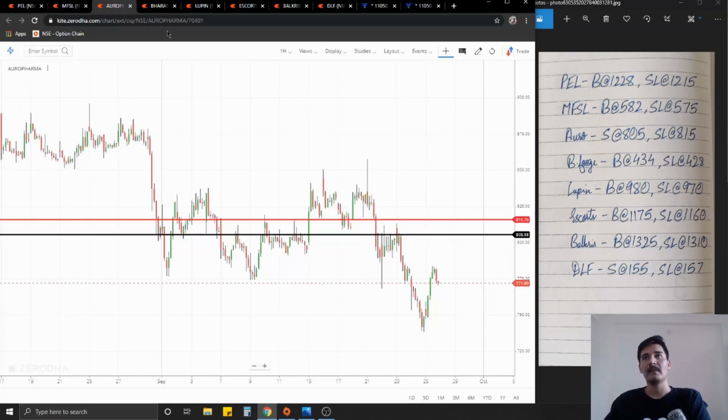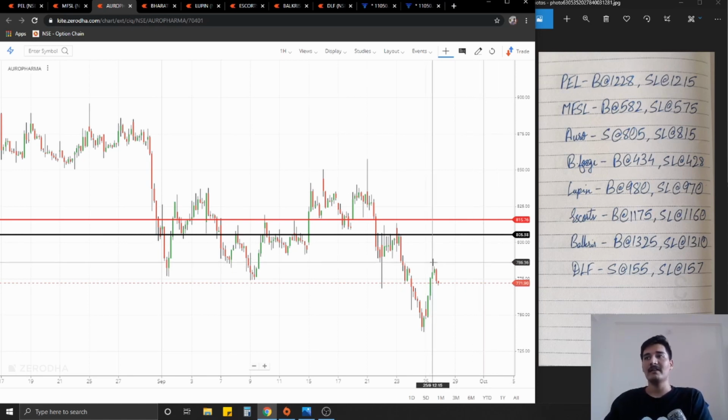Moving on to Auro Pharma. Auro Pharma is a very simple trade, simple role reversal. We had a resistance turned support, now resistance again since it's broken strongly on the downside. We are going to go for a short position at 805, stop loss at 815, ideal targets 1% on the downside.